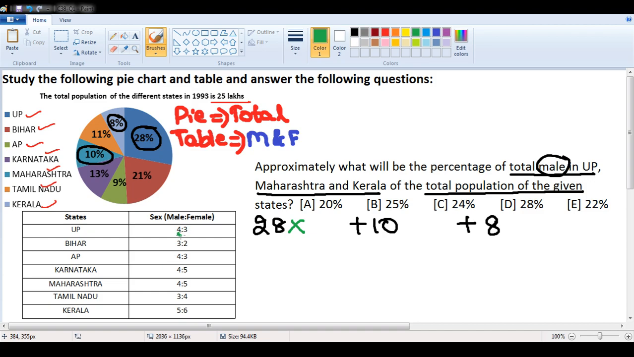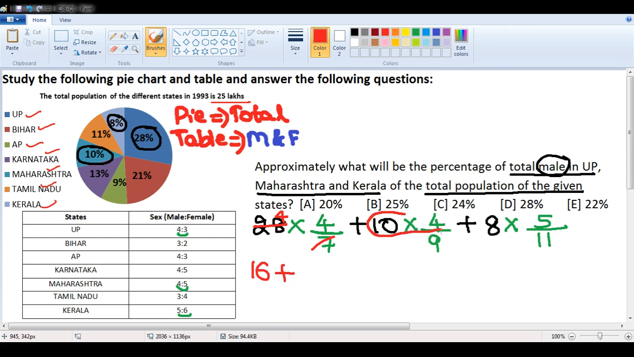UP is 4:3. Out of total 4 plus 3, 7 people, 4 belong to male. Maharashtra is 4:5. Out of total 4 plus 5, 9, 4 belong to male. And then Kerala is 5:6. Out of total 5 plus 6, 11, 5 belong to male, right? This is 7 into 1, 7 into 4. 4 into 4 is 16.